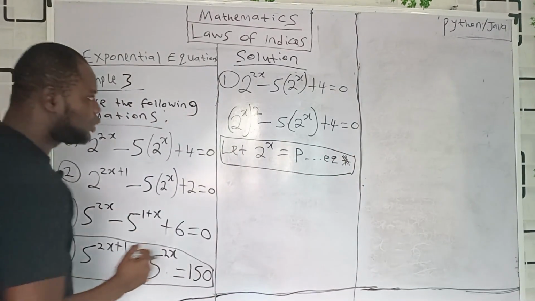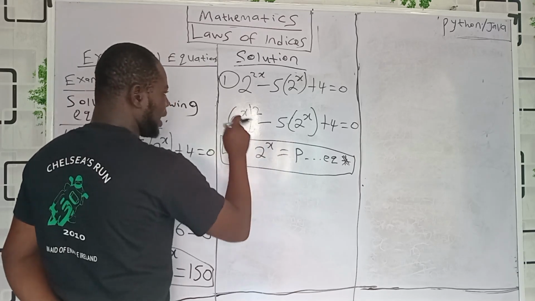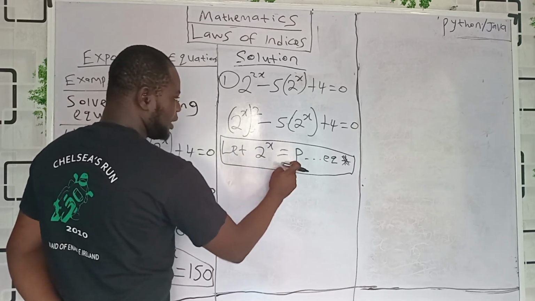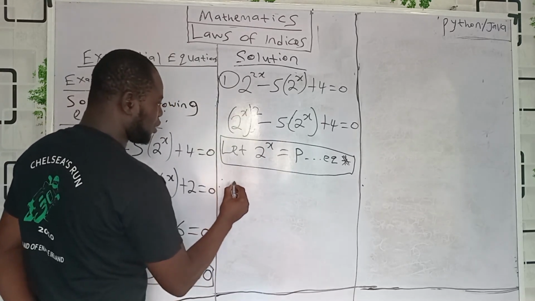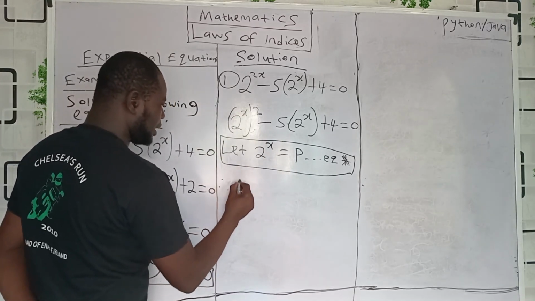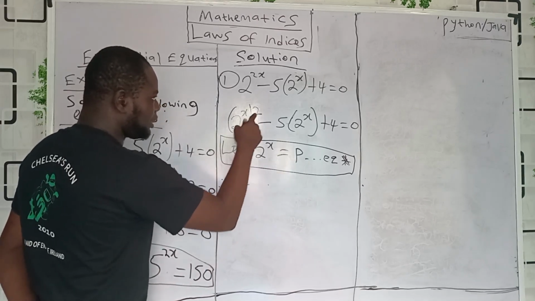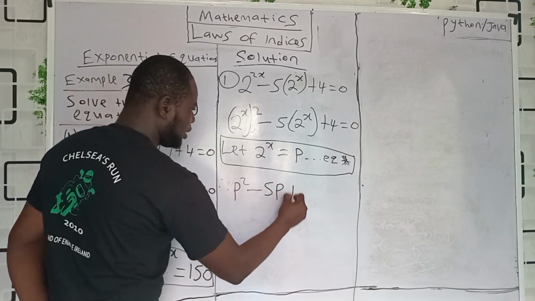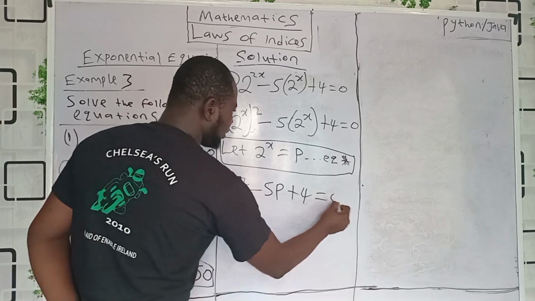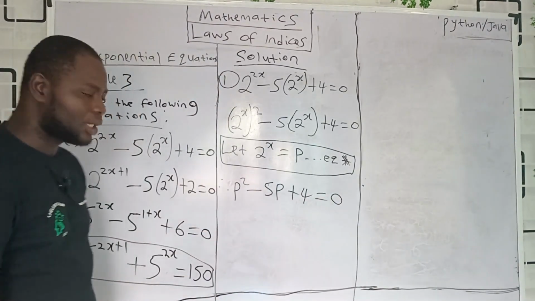Now, what do we need to do? You will now go back to this place and replace 2 raised to power x with p. Therefore, the above equation will now become p raised to power 2 minus 5p, plus 4 equal to 0. Wow, this is beautiful. This is a very simple quadratic equation.